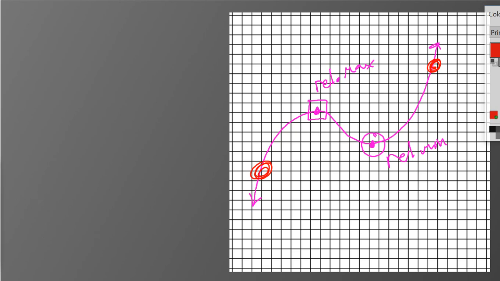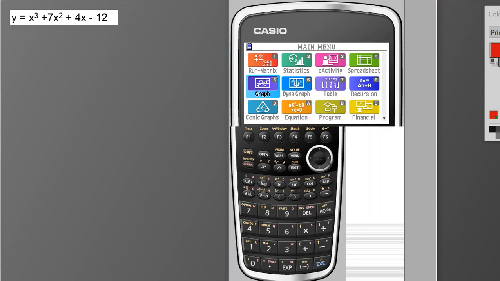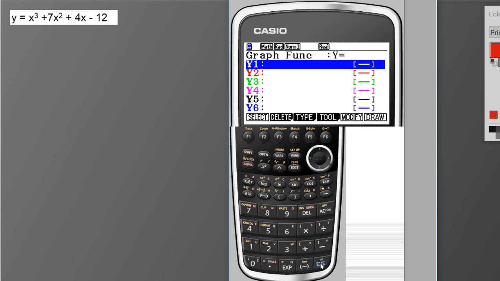So what we want to be able to do is actually find out, well, where are these points? And they don't usually come out very nice. For now, we're going to figure them out using a graphing calculator. So I have a function set up here, and I'm going to pull up a graphing calculator and put this in. We do need to go to graph mode. So I'll highlight graph mode, and we'll go into that. And we're just going to type this in.